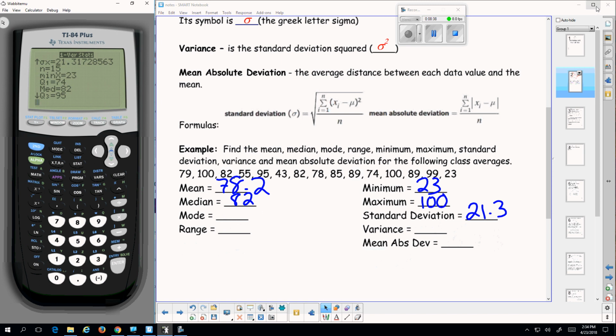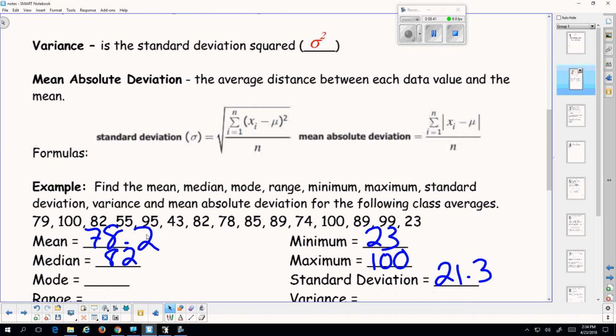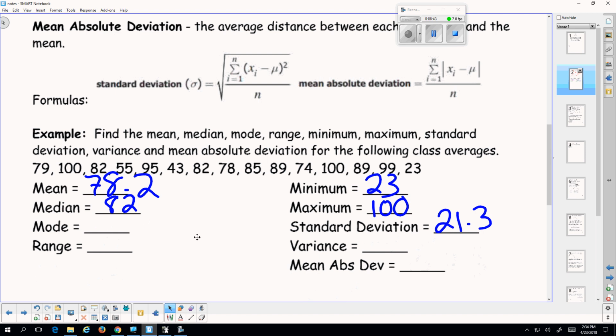The mode. Okay, if I do the mode, the one that occurs the most often, I see I have 82 occurs twice. I have 100, which occurs twice, and I have 89, which occurs twice. So I have 3 numbers that all occur twice. It is possible to have more than one mode. All 3 of them are the mode.